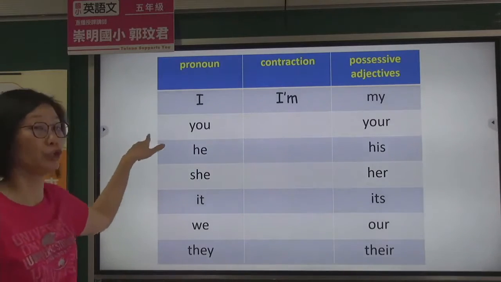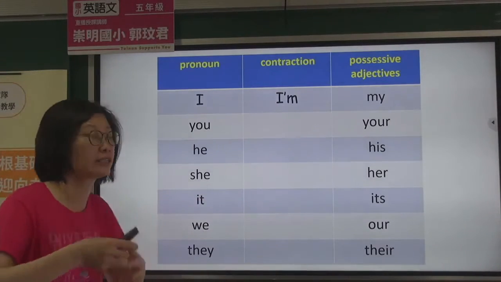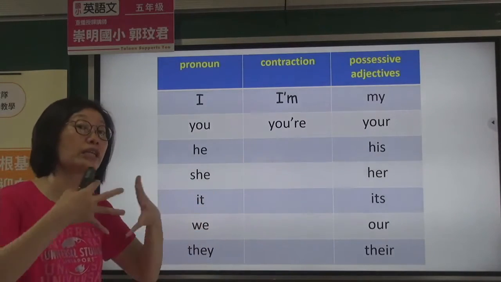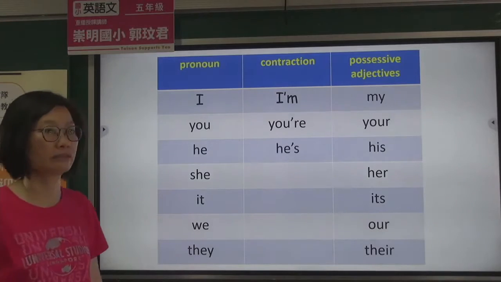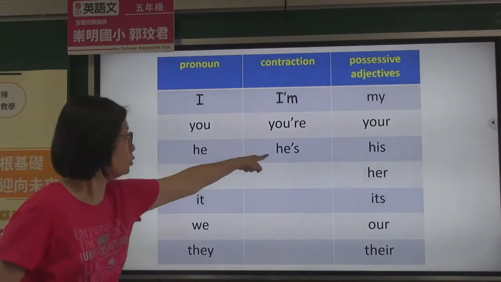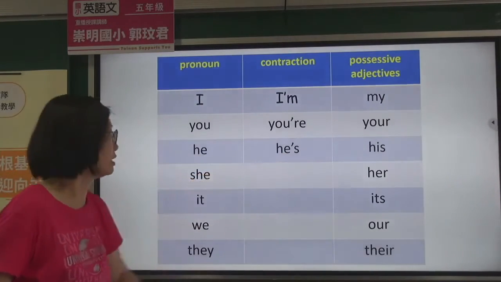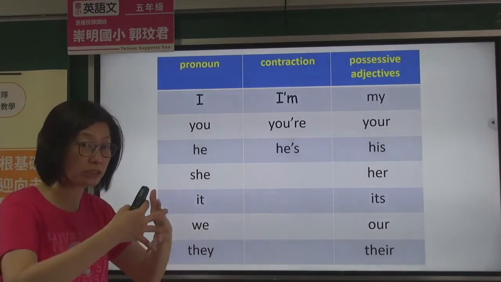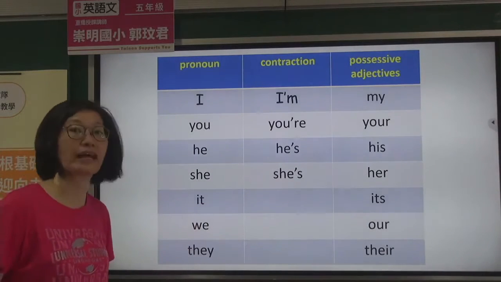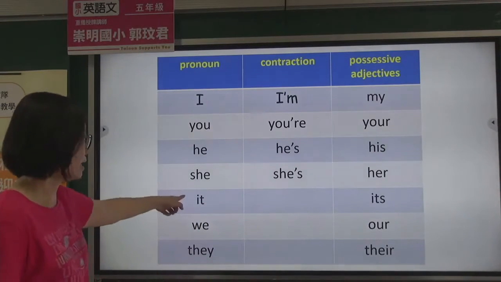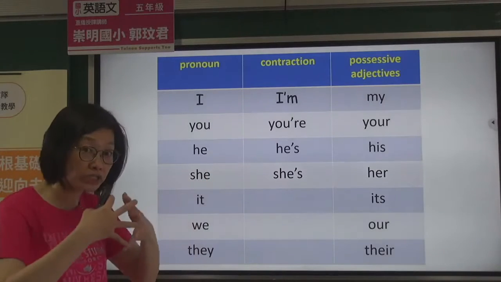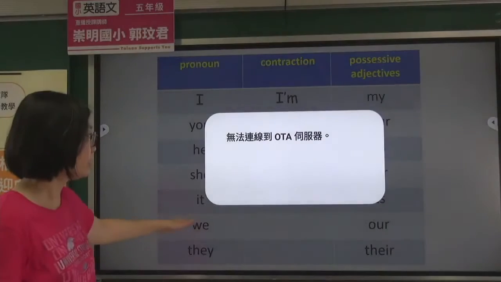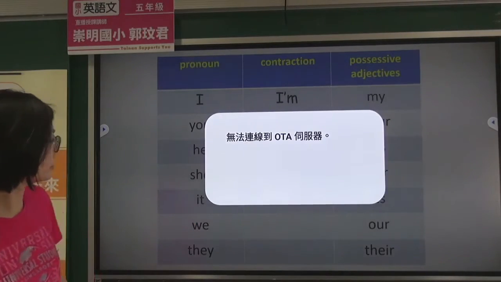How about you are? The contraction is you're. That's right. And then he is, the contraction is he's. Oh, different his, right? Different his. And then she is, the contraction is she's. Exactly. And then it is, the contraction is it's. Good. We, oh, what is that?